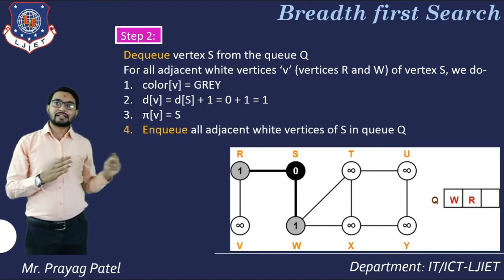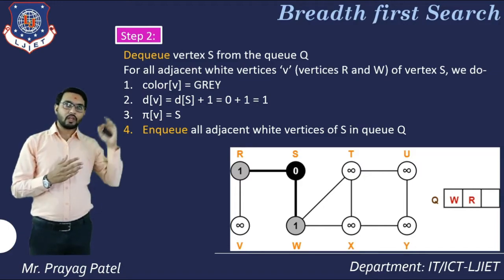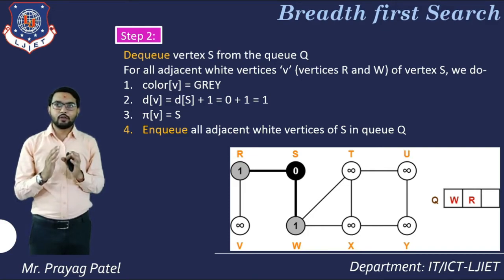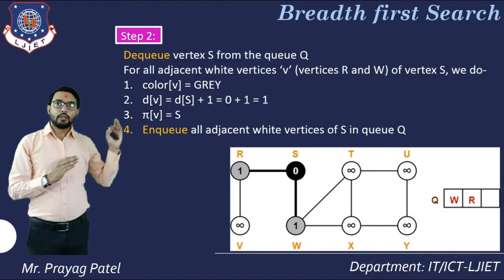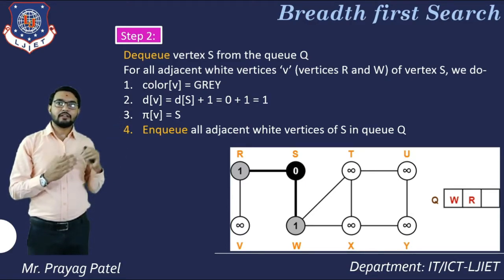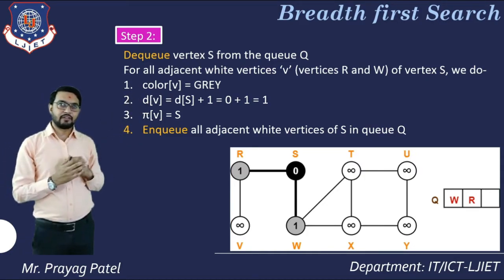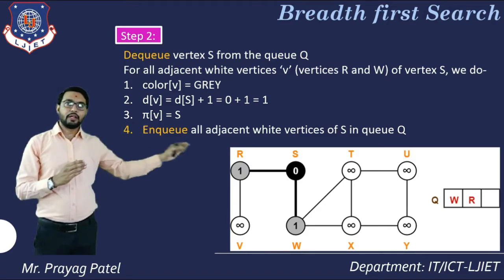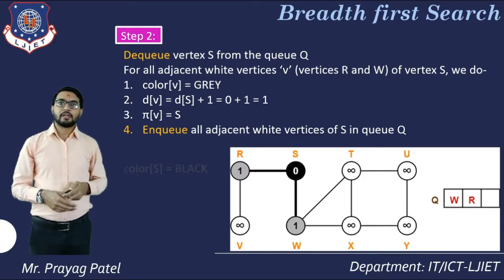Now consider the last step, EQ. Here EQ means insert in a Q. DQ and EQ are the two functions here: DQ for deleting a node from the Q and EQ for inserting a node in a Q. So here we EQ all the adjacent white vertices of S in a Q. S's adjacent vertices are R and W, so insert R and W in a Q. See this in the figure.